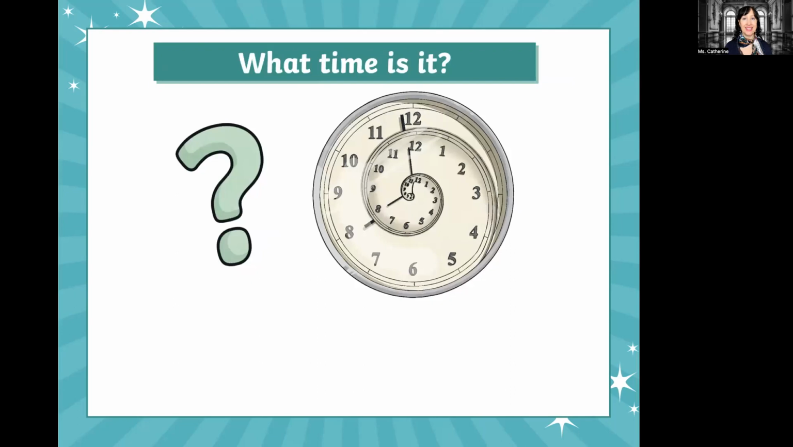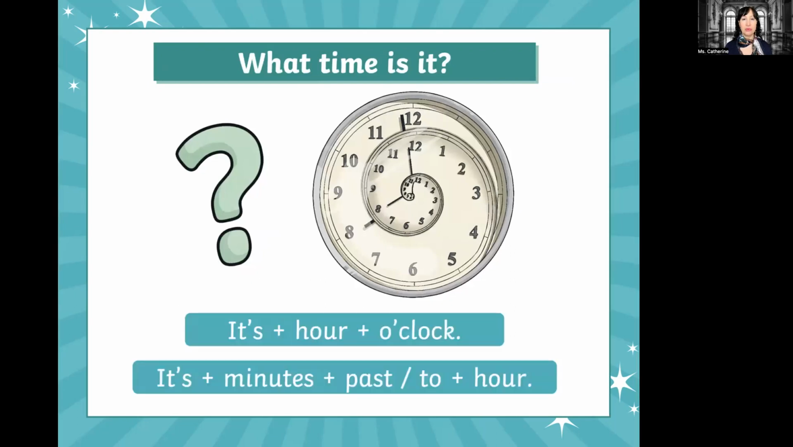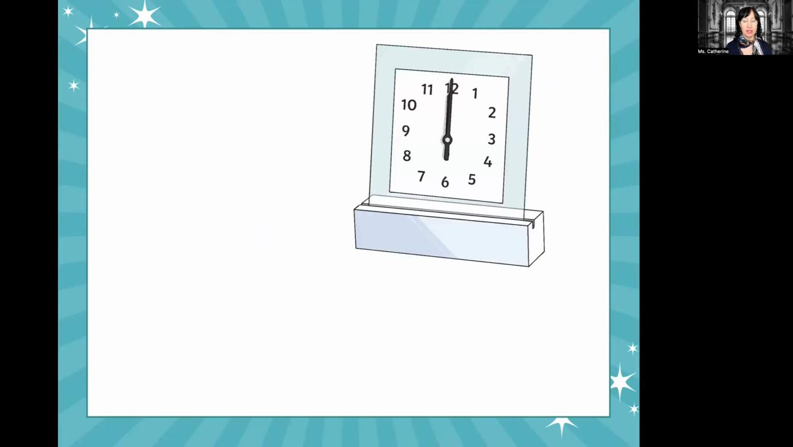What time is it? Okay, so when we ask what time is it, we are saying it's or it is plus the hour plus o'clock. It's plus minutes plus past or to the hour, the next hour. So it's either past the hour we are in, or to the next hour. Don't worry, we will show you. Okay, so first off, is this analog or digital?